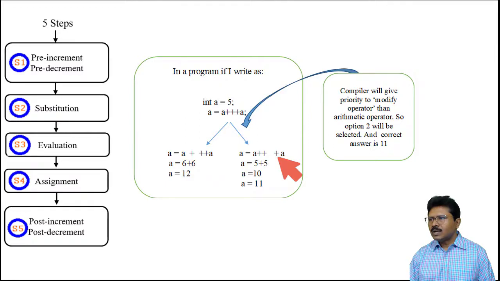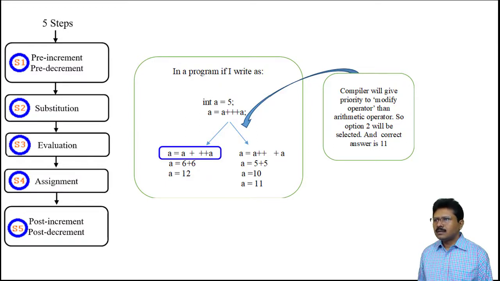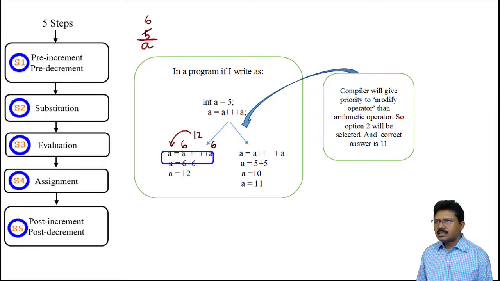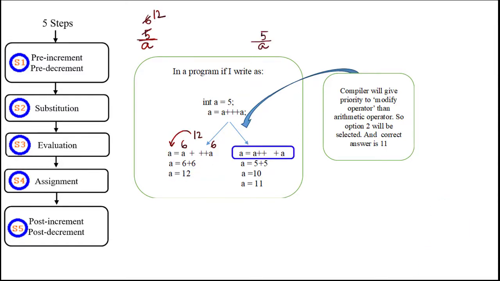So which one will be the actual? If we consider the first one, a is equal to a plus plus plus a. So by following these 5 steps, ultimately value of a is 12. Now considering this case, after following 5 steps, ultimately we will get 11 as a result of a. So if considering this, value a is 12. If considering this way, the value a is 11.